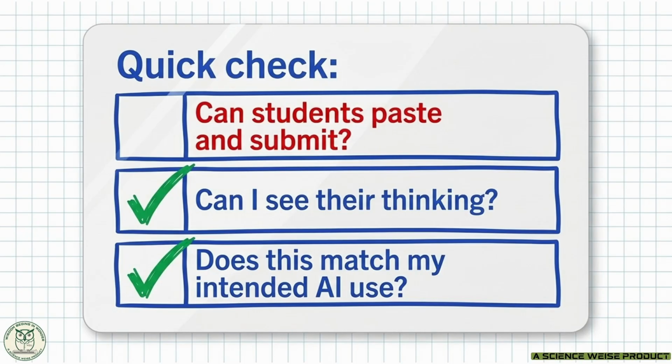Ask 3 questions. Could a student paste and submit this? Can I actually see their thinking? And does this match the level of AI use I intended? If the answer to the first question is yes, the task probably needs revision. Add a decision, add a verification step, add a connection to the class materials, add a short defense, something that makes thought visible.